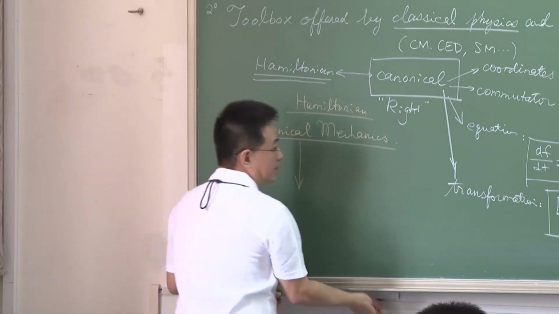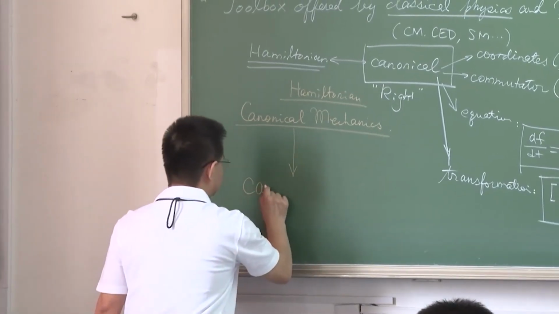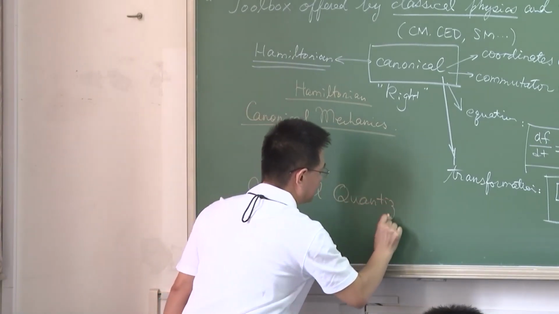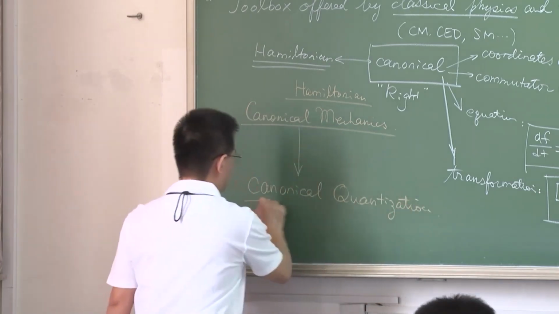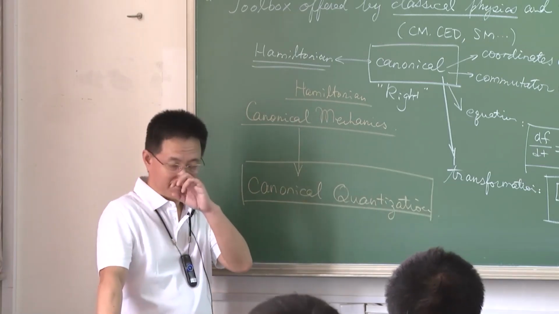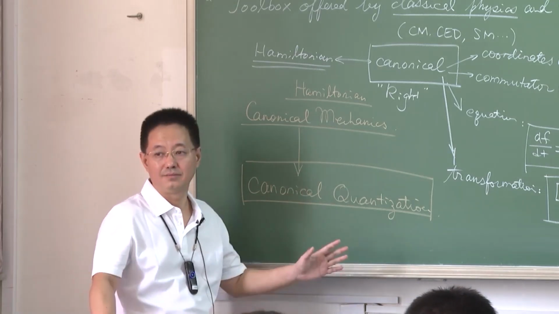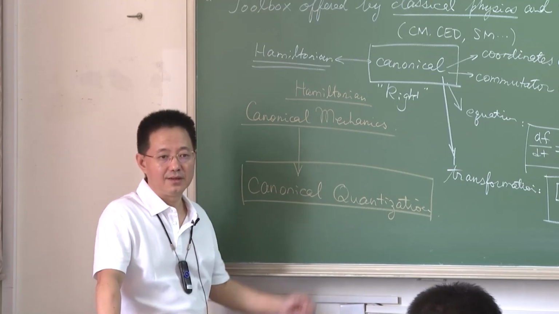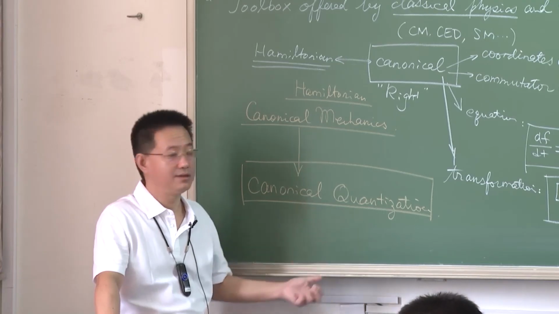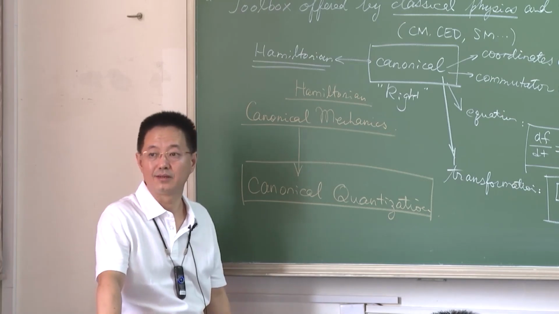So the very early quantization is called the canonical quantization. That is the first quantization procedure. And for a very long time, maybe 20 years or so, that was the only quantization procedure in quantum mechanics. At the very beginning, we have only the canonical quantization. We don't have other procedures of quantization in quantum mechanics.